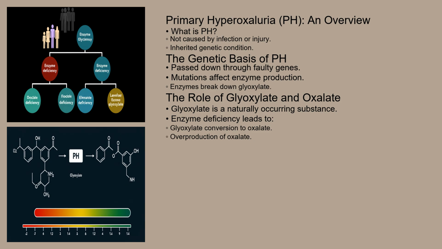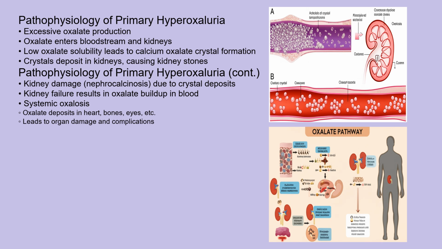Specifically, PH arises from mutations in genes that are responsible for producing certain enzymes. These enzymes are crucial for breaking down glyoxylate, a naturally occurring substance in the body. When these enzymes are deficient or absent due to the genetic mutations, glyoxylate gets converted into oxalate, leading to its overproduction.